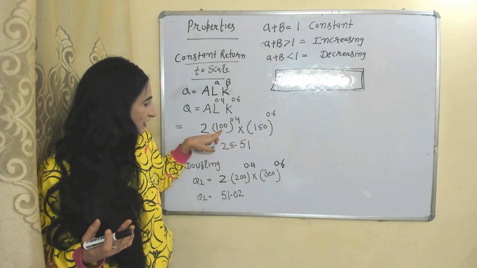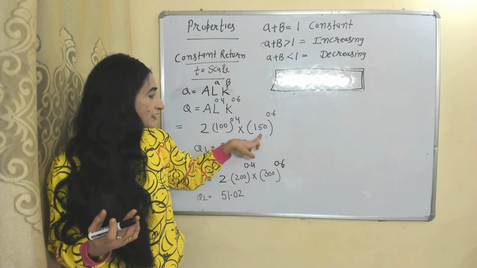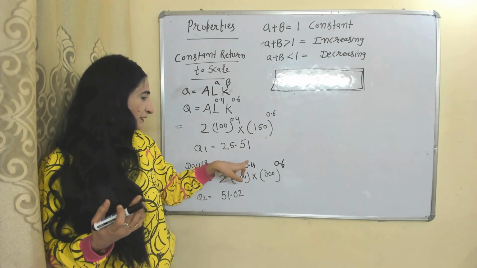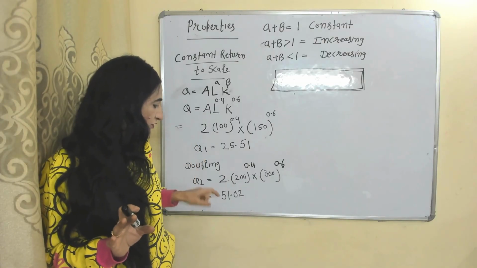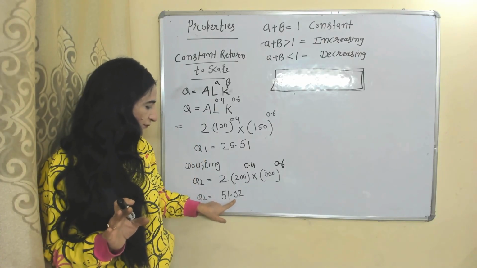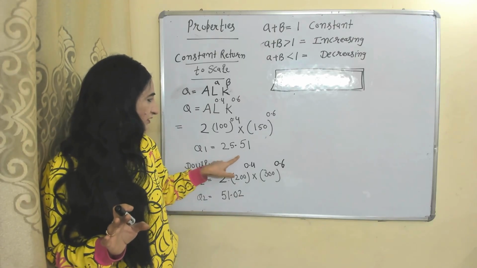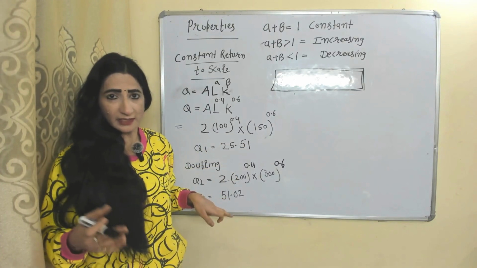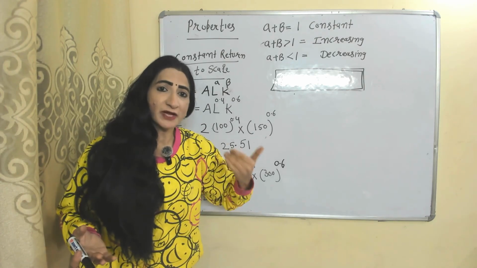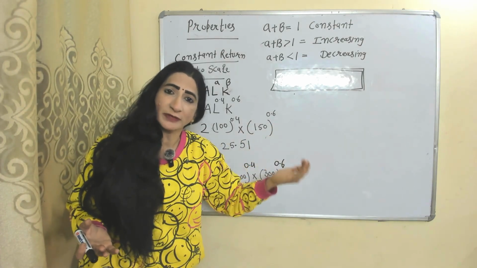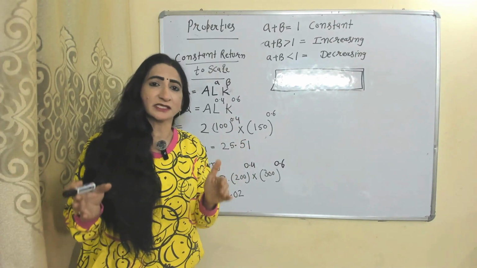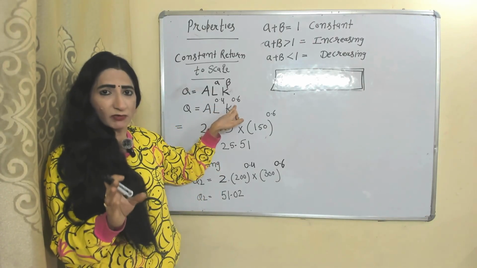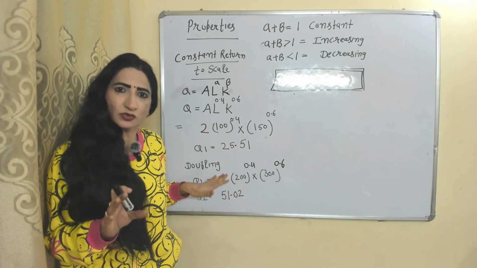Now suppose we double our labor from 100 to 200. We double our capital from 150 to 300. All factor productivity, alpha and beta will remain the same. When we solve, it becomes equal to 51.02. Here you can see when you double your input, your output also doubles. In case of constant returns to scale, when we double our input, our output also doubles. That means here we are receiving constant returns to scale. So we can say that when alpha plus beta is equal to 1, then we receive constant returns to scale.